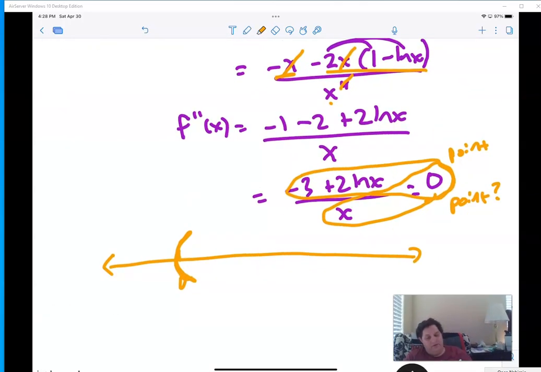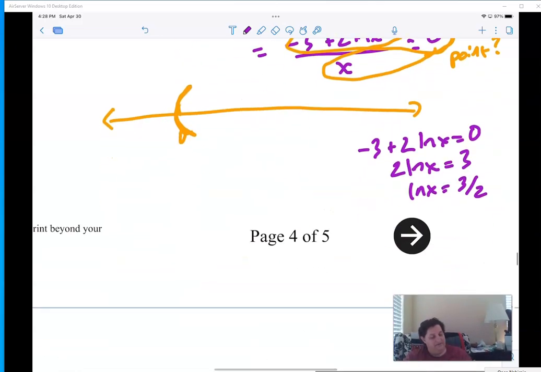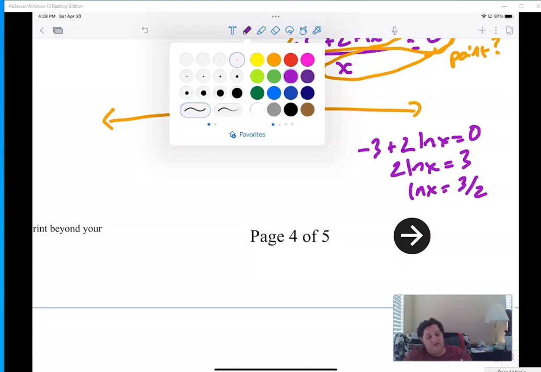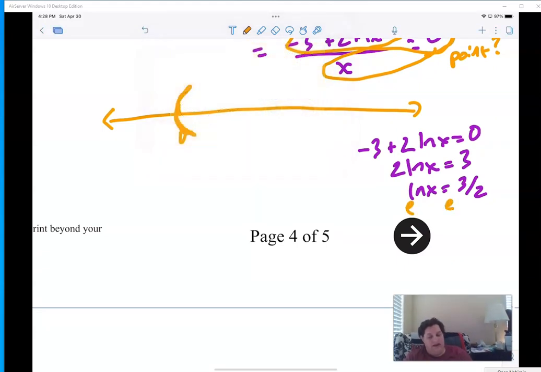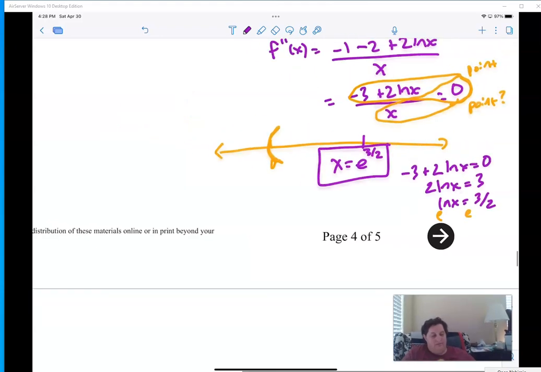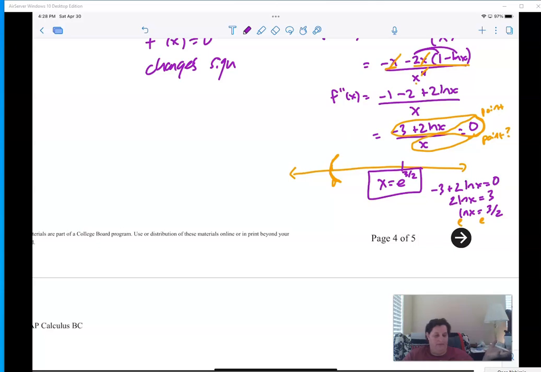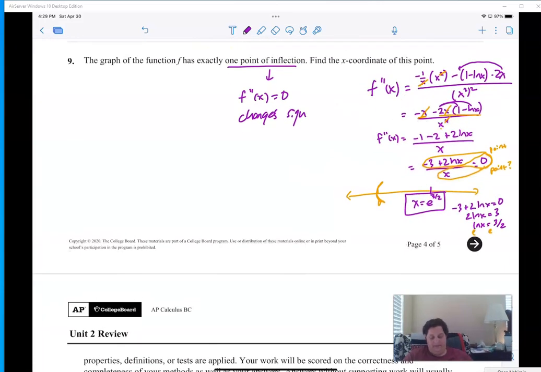Okay, let's look at the top part though. Negative 3 plus 2 ln x equals 0. Let's add the 3 over. 2 ln x equals 3. Let's divide by 2. ln x equals 3 halves. Solve that. I have to do e to both sides. So my final point right here is x equals e to the 3 halves. And that should be my only inflection point, the x coordinate.